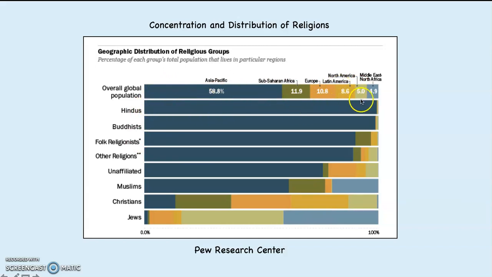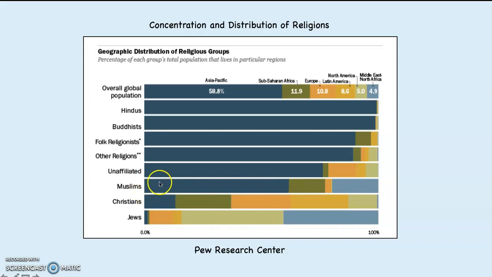But notice this, Hindus, overwhelmingly concentrated in Asia Pacific, and in reality, South Asia. Buddhists, overwhelmingly concentrated in one area on the planet, which is Asia Pacific. And as you're going to see, this is mostly really Southeast Asia and then bits of East Asia and bits of South Asia. Folk religionists also in Asia Pacific. And then other religions, it's concentrated in Asia Pacific. All right, now, unaffiliated. Also Asia Pacific, you will see why momentarily. But notice, also a bit in Sub-Saharan Africa, and then in Europe, Latin America, North America. You can see that there's some of this.